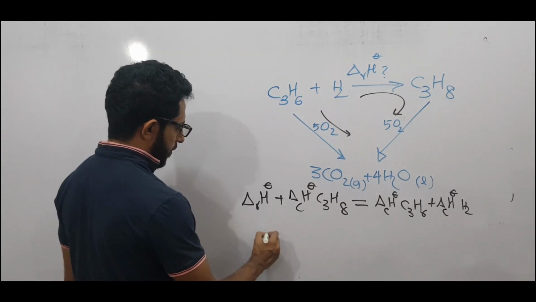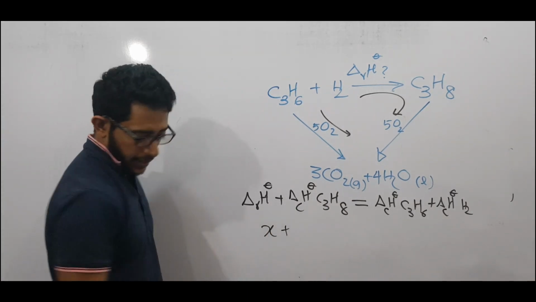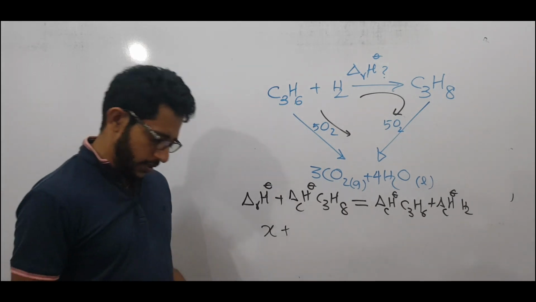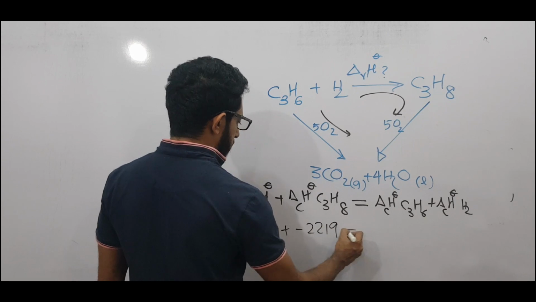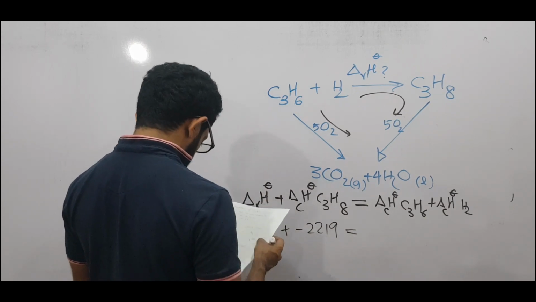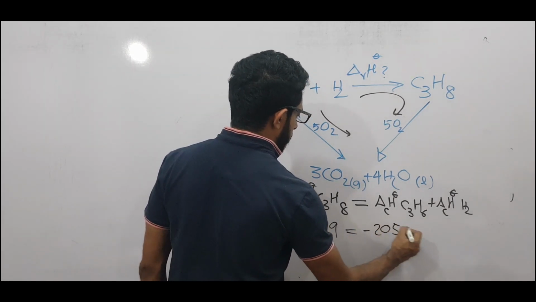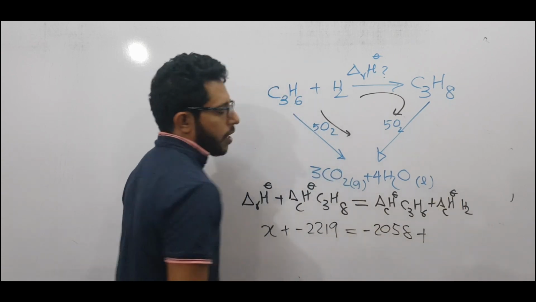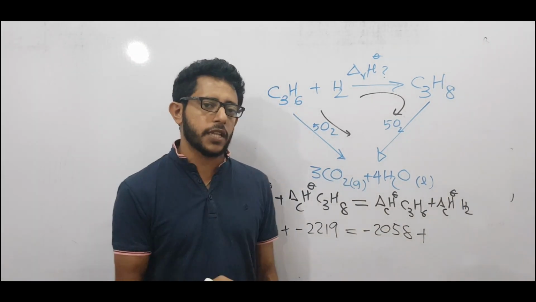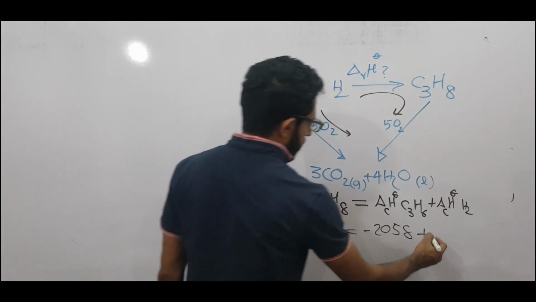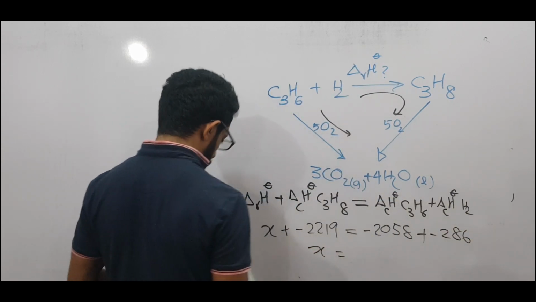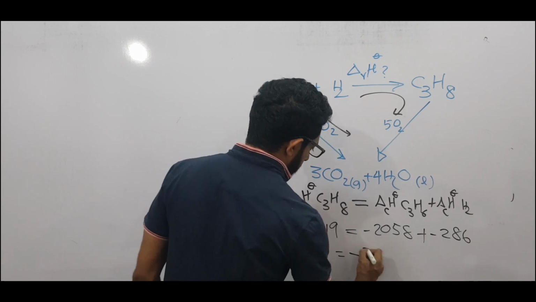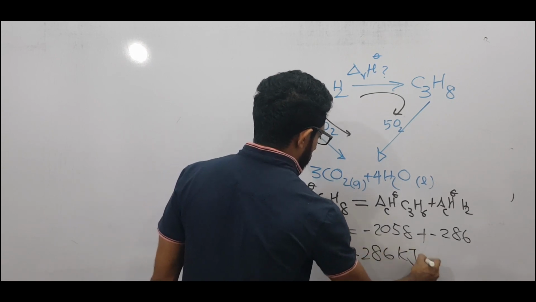This is what we want, so I put X for that. For C3H8, X plus minus 2219 equals the combustion enthalpy of C3H6, which is minus 2058, plus the combustion enthalpy of hydrogen, which is the formation enthalpy of water, minus 286. Then the only thing you have to find is X. When you do the calculation, you will be getting minus 286 kilojoule per mole.